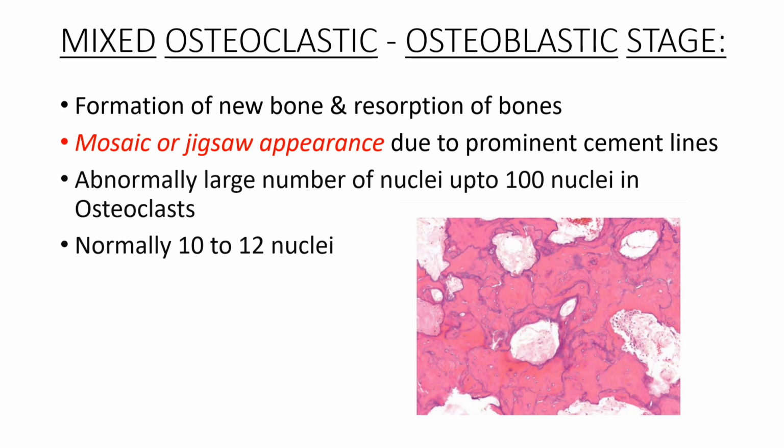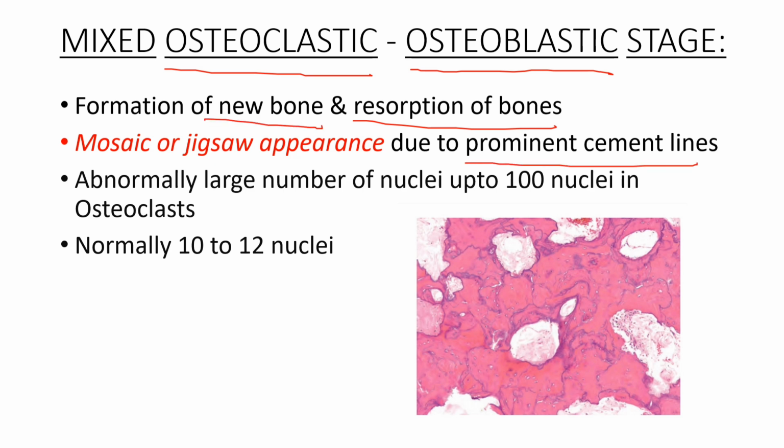As the name indicates, there will be osteoclastic activity and also osteoblastic activity, which causes increased resorption of bone and formation of new bone, respectively. Then there will be prominent cement lines which produce a mosaic or jigsaw appearance. You can see this diagram. Can you appreciate a mosaic appearance over this diagram?